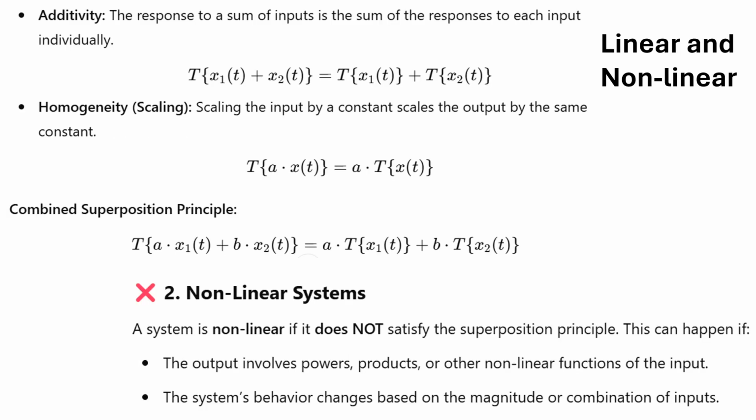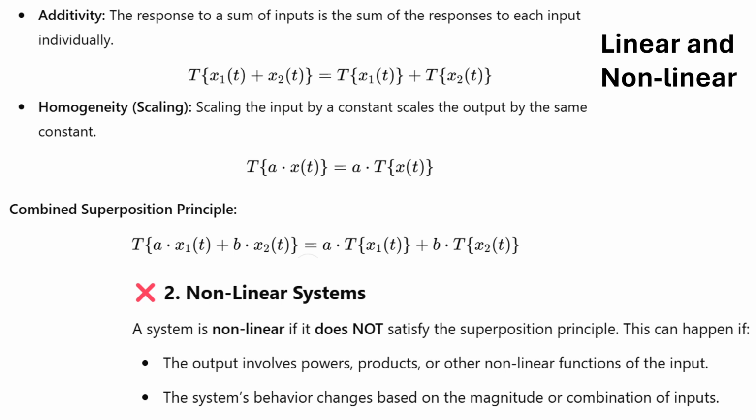Now let's talk about the different types of systems. First, a system can be defined as either linear or non-linear. Linear simply means that if it follows the superposition principle, then it comes under linear, and if not, it is called non-linear. The superposition principle can be divided into the additivity property and scaling.